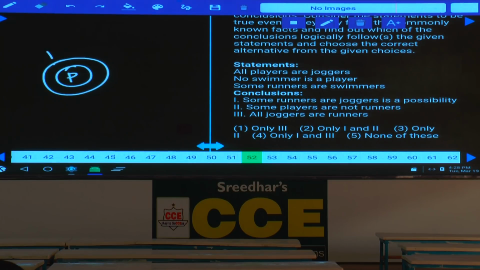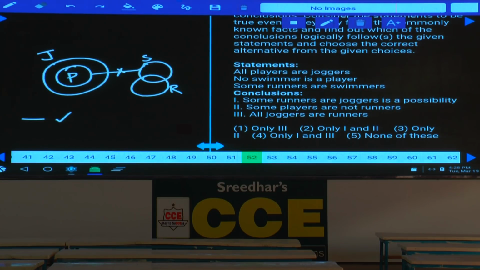All players are joggers. And some runners are swimmers, and no swimmer is a player. No swimmer is a player means no intersection between swimmer and player. And some of the runners are swimmers. Now this is a basic diagram, and out of which the first one is a possibility. Second one, some players are not runners. No player is a runner, so some players are not runners is definitely true, isn't it?